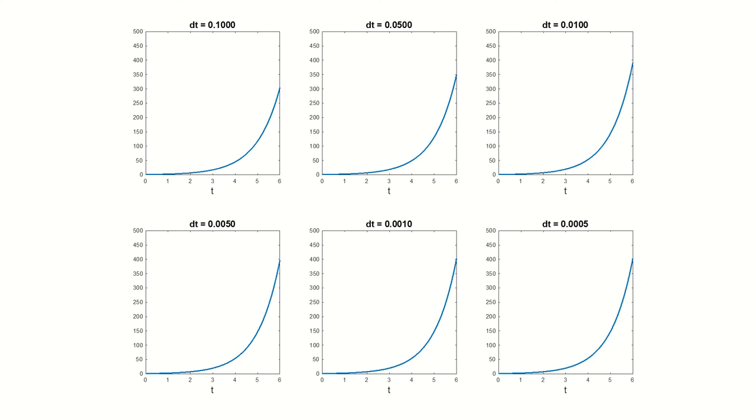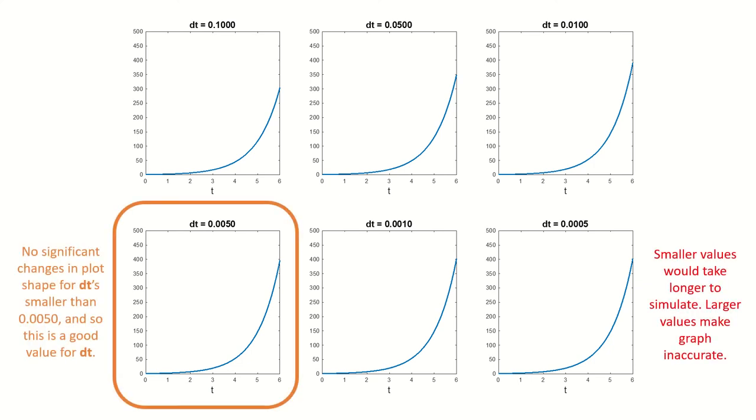And so we see that this value here is the value where if you get any smaller, the graph doesn't really change. You could make it smaller and smaller and smaller, but you're just going to make the simulation take longer to execute. So this is the optimal value of DT because the results stop changing.